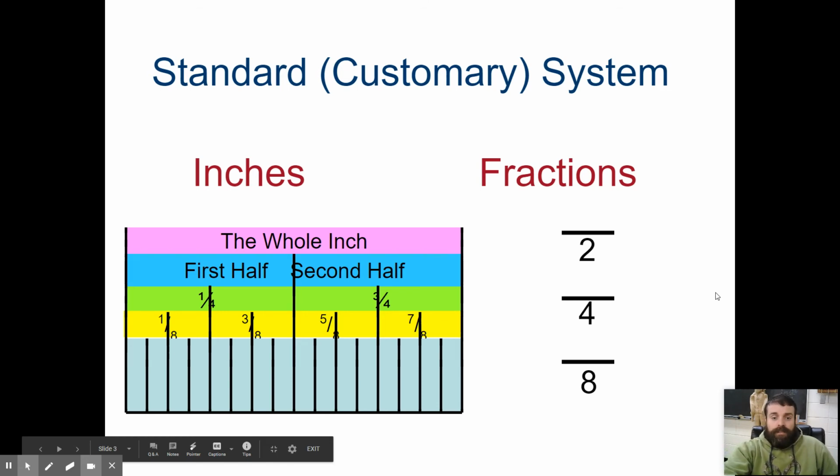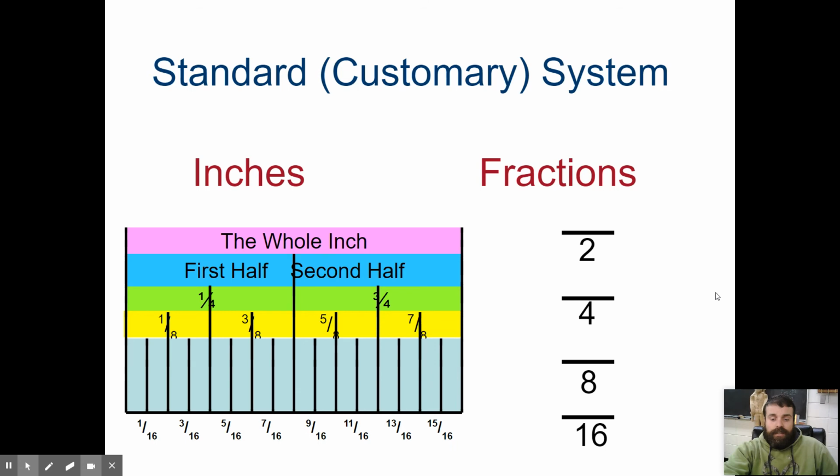Our next division, and the smallest division commonly found on our measurement tools, are sixteenths. There are 16 sixteenths in every inch, 8 sixteenths in a half, 4 sixteenths in 1/4, and 2 sixteenths in every eighth. Thus we can identify 1/16, 3/16, 5/16, 7/16, 9/16, 11/16, 13/16, and 15/16 of an inch.